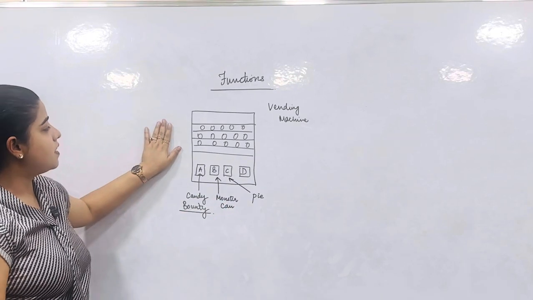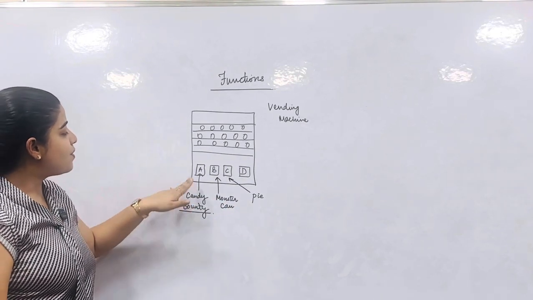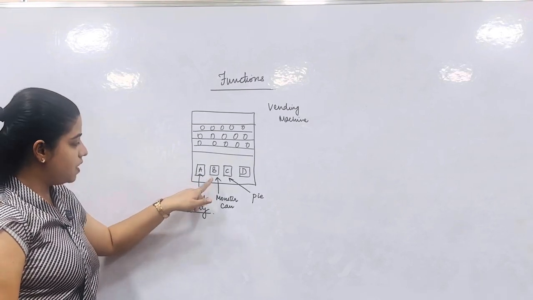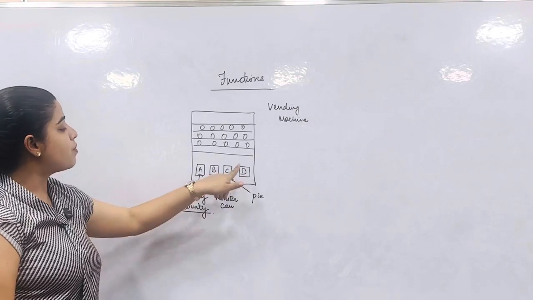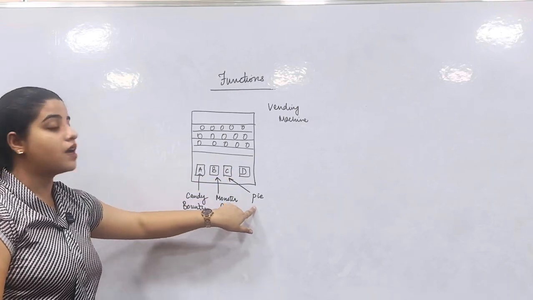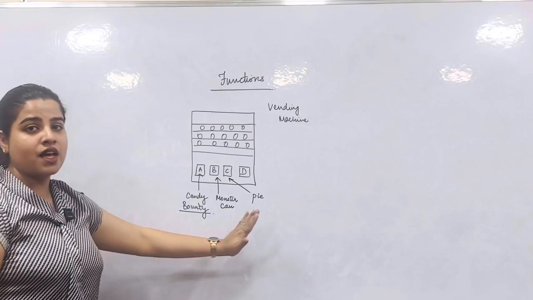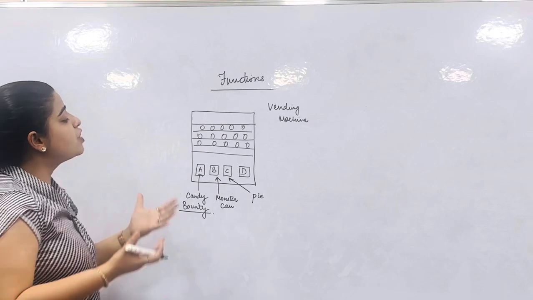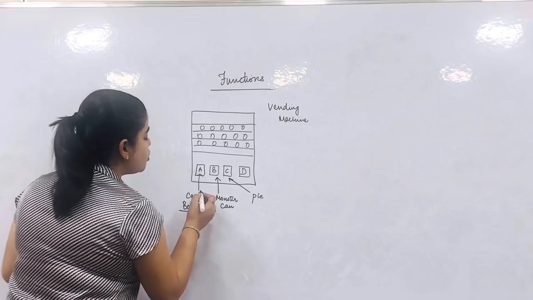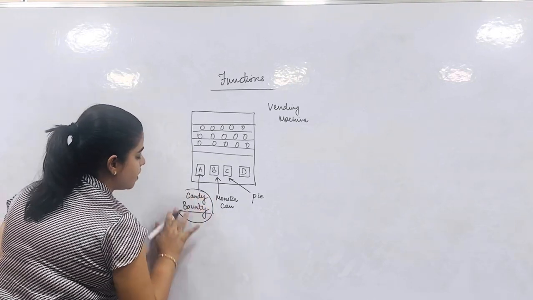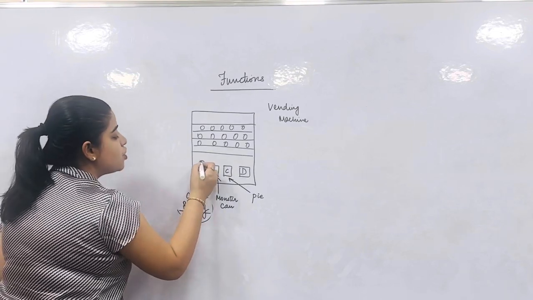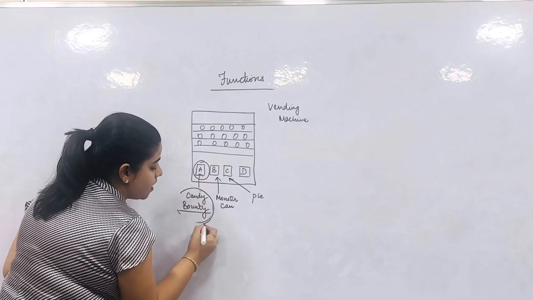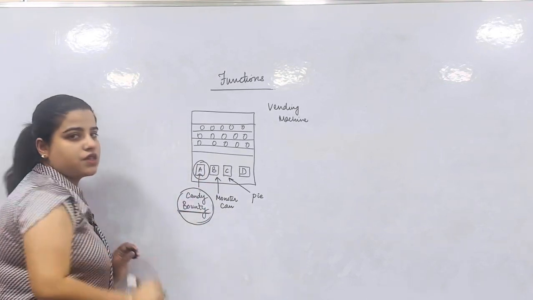So what is happening in this vending machine? When we are pressing button A, we are getting a candy, which is Bounty. When we are pressing button B, we are getting a Monster can. And when we are pressing button C, we are getting a pie. So this vending machine is an example of a function. So what is a function? A function is any machine in which you input something. Here you are pressing the button, for which you'll get a desired output, which is your Bounty.